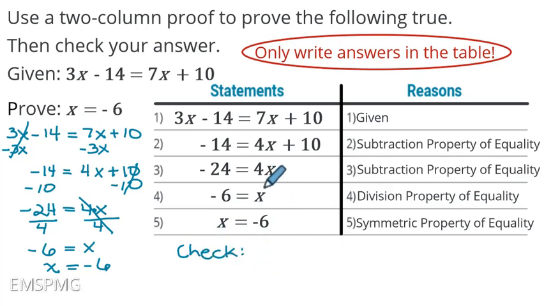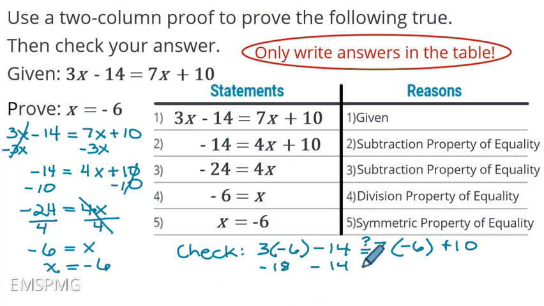Last but not least, we do want to check to make sure that we solved our equation correctly. For our check, we're going to plug in negative 6 anywhere I had a variable to begin with. So I want to know, does 3 times negative 6 minus 14 equal 7 times negative 6 plus 10? I want to know if this is true or not. I go ahead and solve it. This is negative 18 minus 14. Is this equal to 7 times negative 6, which is negative 42, plus 10?